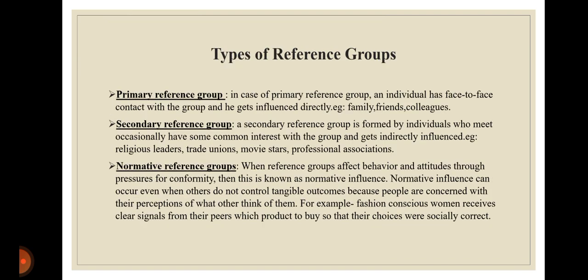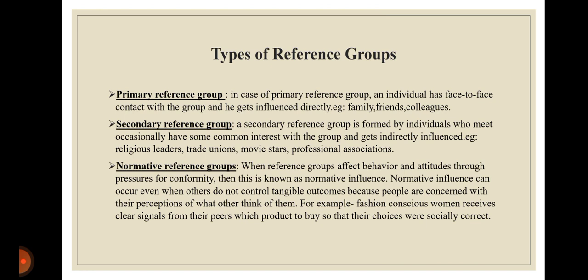So let's see one by one the types of reference groups. How many types of reference groups actually are there? First one is primary reference group. Primary reference group is the group with whom we come in contact first. That is, in case of a primary reference group, an individual has face-to-face contact with the group and he gets influenced directly. For example, family members with whom we stay and meet every day, friends with whom we hang out, and colleagues, obviously, whom we meet every day. So this is the first group, that is primary group.